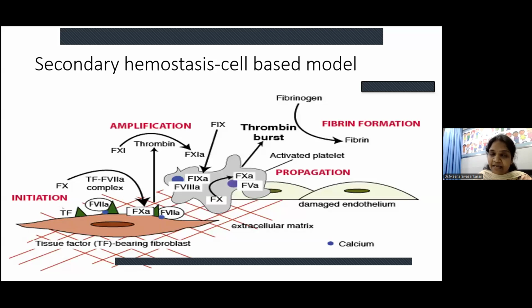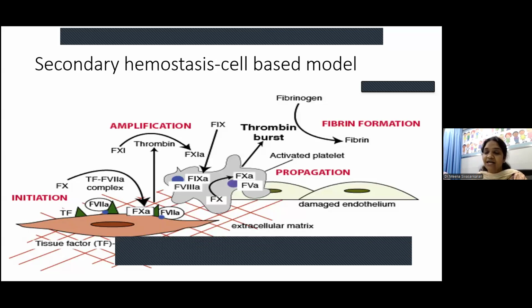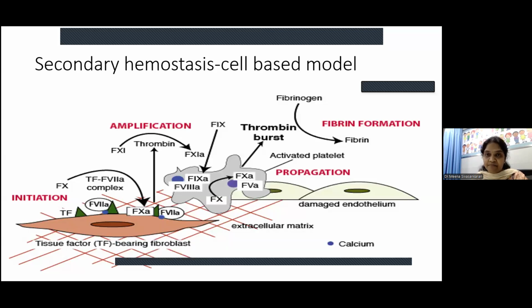Once this platelet plug is formed, next come our clotting proteins. We have 13 clotting proteins in our body. They come and form a fibrin mesh, and factor 13 helps in the stabilization of this clot. So once the platelet plug is formed, all our clotting proteins come and act and help in the formation of fibrin. Once this is formed, the next step that happens is fibrinolysis.